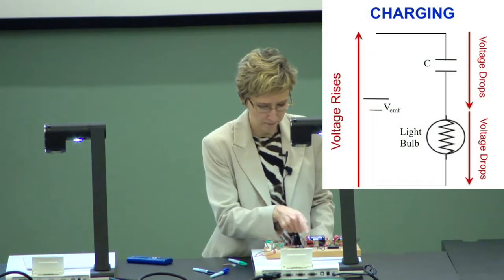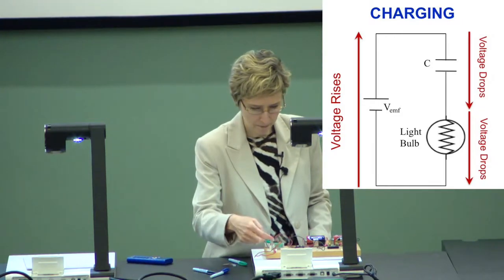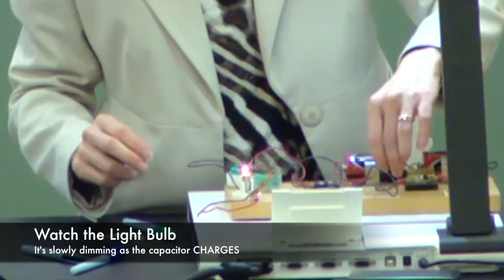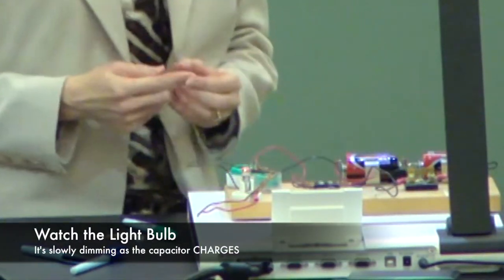I'm hooking things up so that I have a switch back here that's open. But when I close this switch, what's going to happen is that I have batteries, and then a capacitor, and then a light bulb, and then it comes back to the batteries. So we'll see what happens when we flip the switch. The bulb lights up, but doesn't stay lit up, okay? So something happened, but not for terribly long.